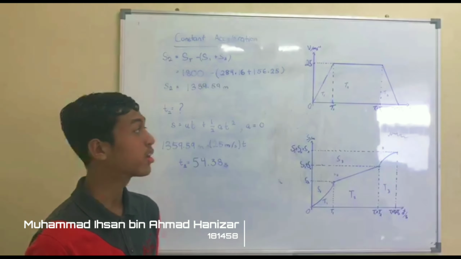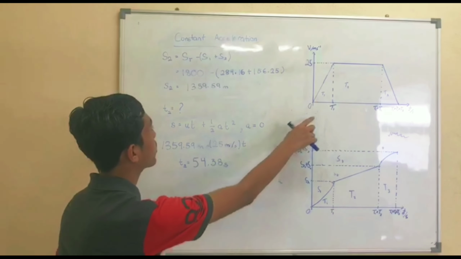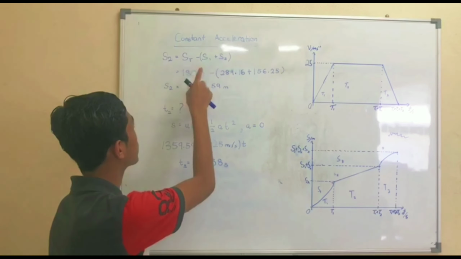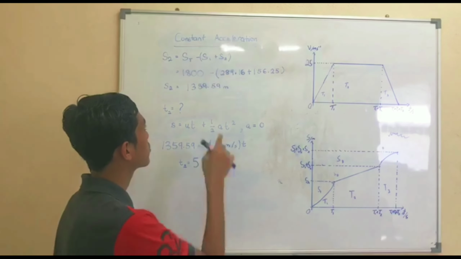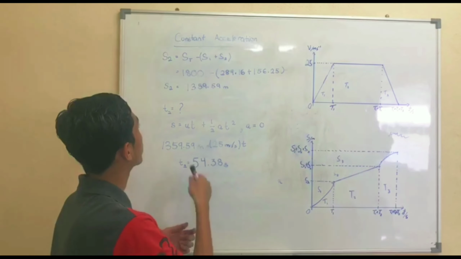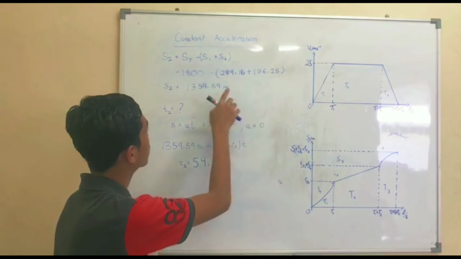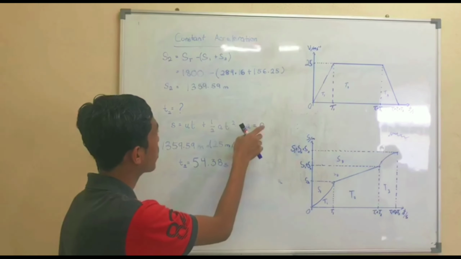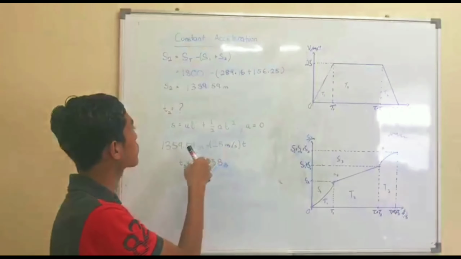My name is Muhammad Ihsan and I will discuss the constant speed section. Before this, we got the distances S3 and S1. We want to find S2, when the speed is constant, because at this time it reaches 90 km per hour and the acceleration is 0. We take the total displacement and subtract S1 and S3. So S2 we get is 1359.59 meters.